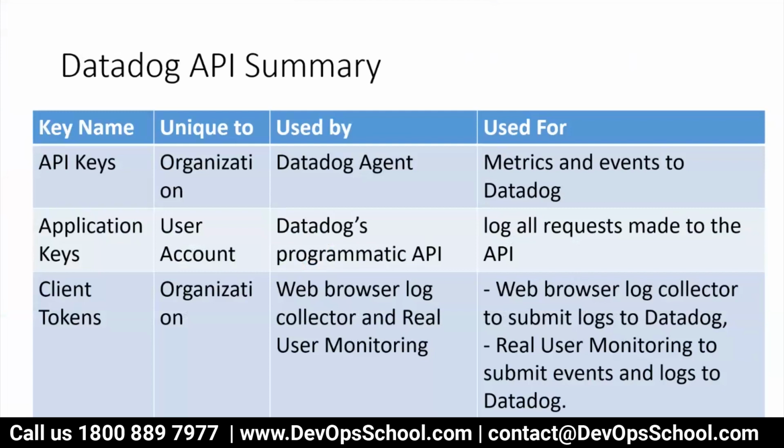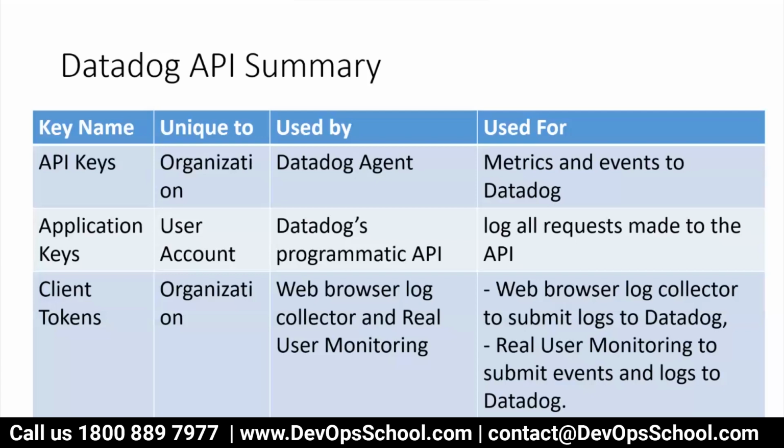So please look at it. This is a very good slide I created, and it has good information in one go. API key is unique to organization, whereas application key is unique to user account, and client token is unique to organization. What do you understand by unique to organization? Anyone would like to add some comments here? Unique to organization means?